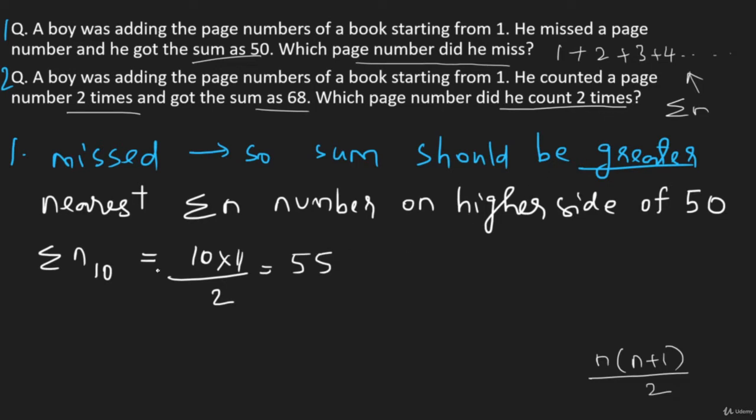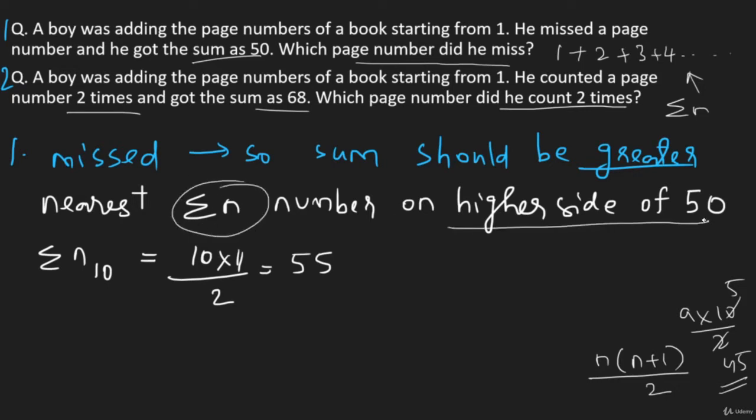Now, if we see the lower one, when n is equal to 9, that's 9 into 10 by 2, which is equal to 9 into 5 or 45, right? And we want to find a sigma n on the higher side of 50. So 45 is lower than 50. So sigma n when n is equal to 9 is not enough. And when we take sigma n when n is equal to 10, we get 55, which is higher than 50. So this will do. Alright.